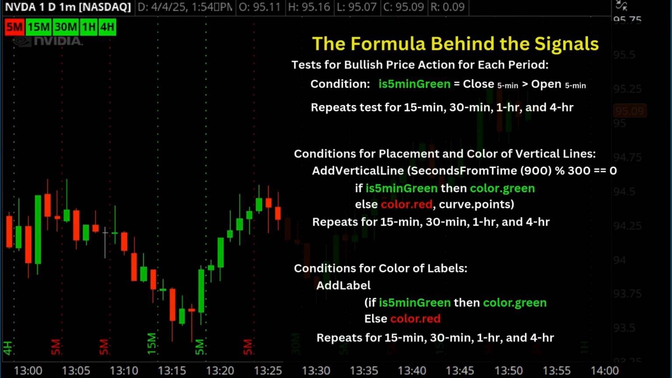The same bullish versus bearish logic is applied to color-coded labels, giving an instant snapshot of each time frame's status. If the 5-minute candle is bullish, its label appears green. If bearish, it turns red. This rule is mirrored across all 5 of the time frames, allowing traders to assess alignment at a glance without scanning any of the other chart time frames.